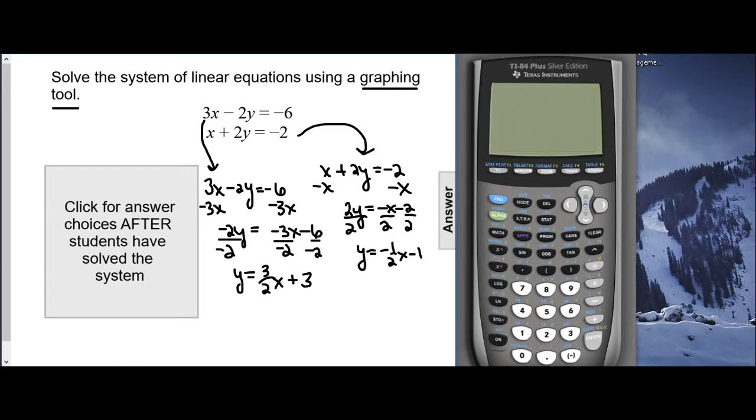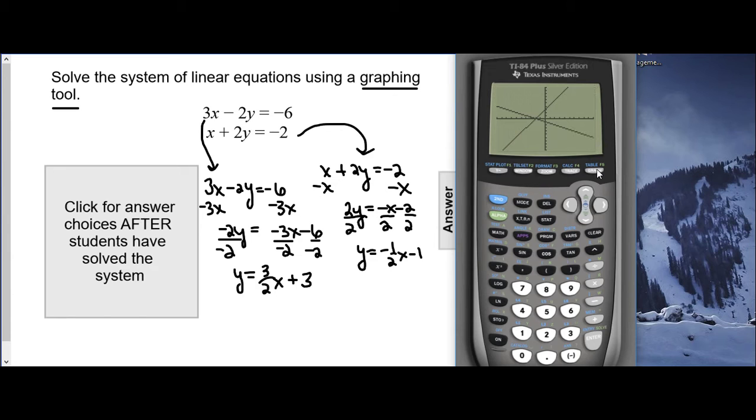So on the graphing calculator, you turn it on, and we're going to go to y equals to type in both of our equations. The first one we'll do is 3/2 x plus 3. For the fraction I'm going to use parentheses, so I'll do parentheses 3 divided by 2, parentheses x plus 3, and then I'll scroll down to enter negative 1/2 x minus 1, so negative parentheses 1 divided by 2 parentheses x minus 1. Then to see this system, I'll hit graph.